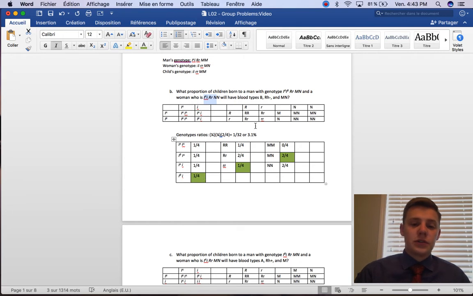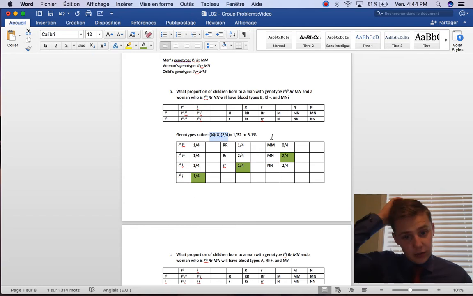What we're looking for is a child whose genotype is B. None of the other ones are straight blood type B except for this one, so this is a 1 out of 4 probability that the offspring can have it. Then we do the same thing with these genotypes. We take these probabilities, 1/4, 1/4, and 2/4, and multiply them all together, and we get 1 over 32, or 3.1%.